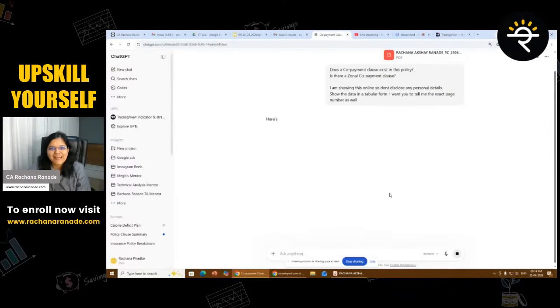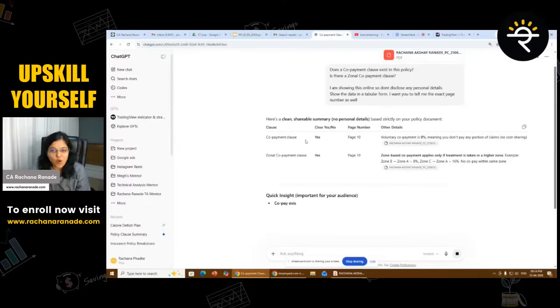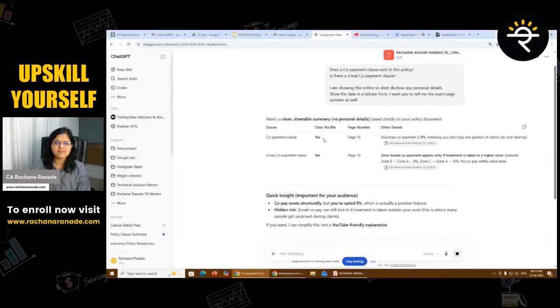Okay. So here's a clean shareable summary. It says co-payment clause: yes, and it says page number 10. But what does it say? Voluntary co-payment is 0%, meaning you don't pay any portion of claims. No cost sharing. Why did it say yes here? It's a voluntary co-payment. If you want, it's not mandatory. So ideally it should have said no co-payment clause.